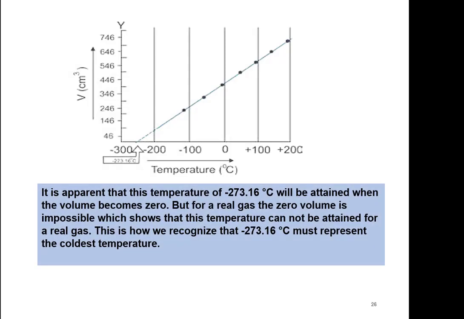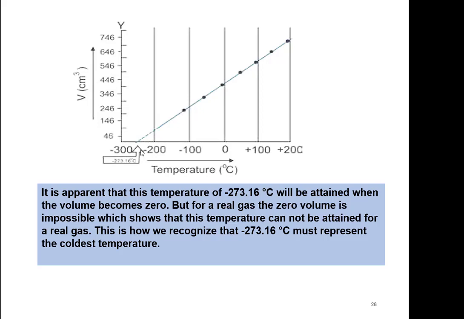It is apparent, you can see from this graph, that when we plot between the temperature and volume, a straight line is obtained and cuts the temperature axis at minus 273.16 degrees centigrade. This temperature of minus 273.16 will be attained when the volume becomes zero. But for real gases, the zero volume is impossible.